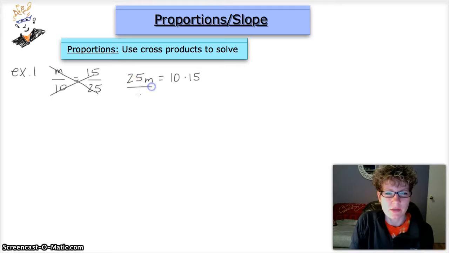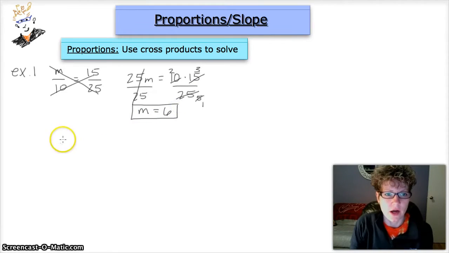And then I'm going to end up just dividing by 25 on both sides. I'm going to end up with M on this side because 25 and 25 cancel, so I'm left with M. And then over here I'm just going to start reducing. 5 goes into 15 3 times, 5 goes into 25 5 times. And then 5 goes into 5 once, 5 goes into 10 2 times. So I'm left with 1 in the denominator, 2 times 3 in the numerator. So I have M equals 6, and that's the final answer to solve that proportion. So we're going to use cross products.